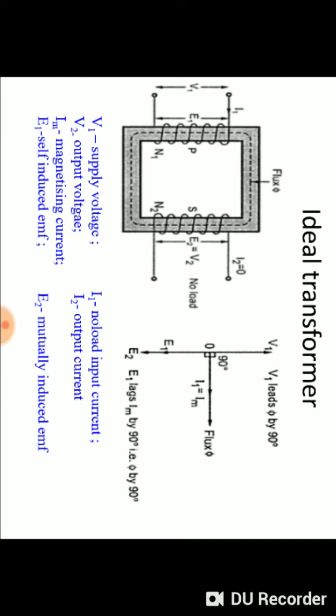We can see conceptually that voltage V1 leads current I1 by 90 degrees. Current I1 is obviously in the direction of flux phi. So we can say that V1 leads phi by 90 degrees. The direction of V1 and E1 is opposite to each other, but E2 and E1 are always in the same direction. So we can say that the magnetization current, which is nothing but current I1, leads E1 by 90 degrees, that is, phi also.